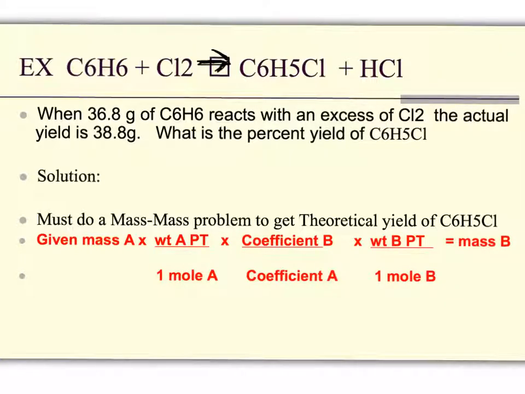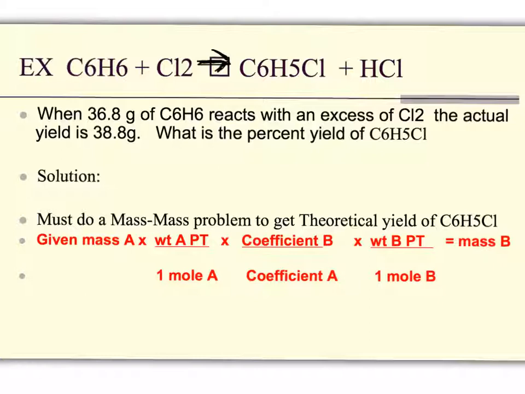However, many example problems will not give the percent yield. They will give you a balanced chemical equation, the chemical that you're starting with, and an actual amount. So let's look at an example and see how we would approach these problems. First off, we have a balanced equation. We have 36.8 grams of C6H6 reacting with excess Cl2. That means we can ignore the Cl2. The actual yield is 38.8. What is the percent yield of C6H5Cl?